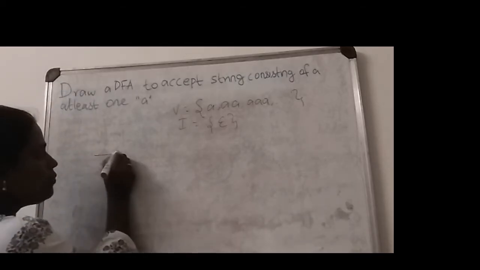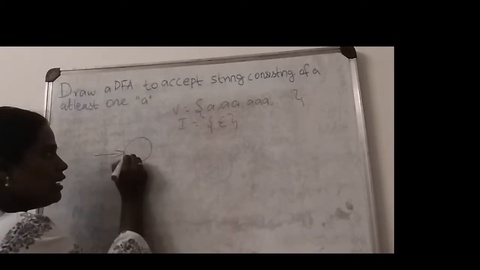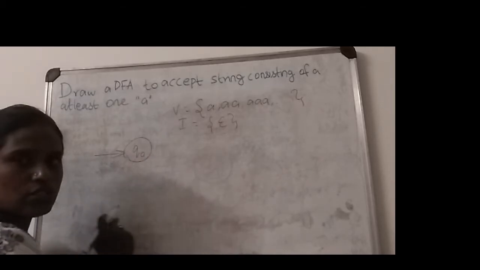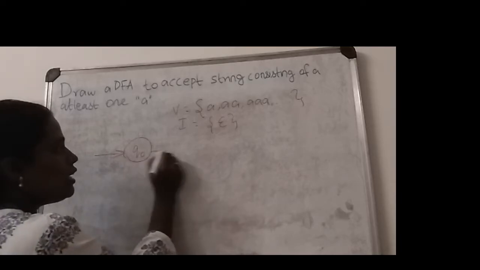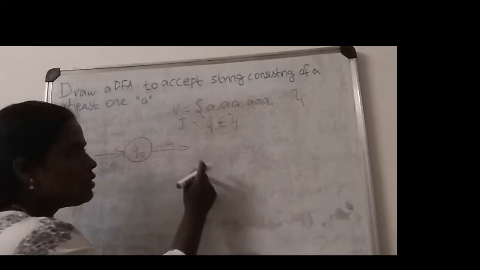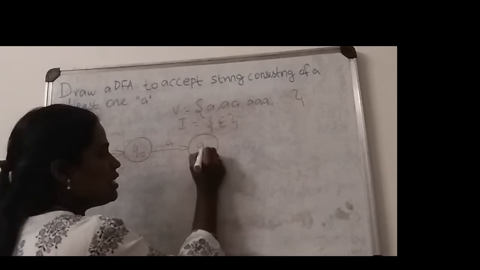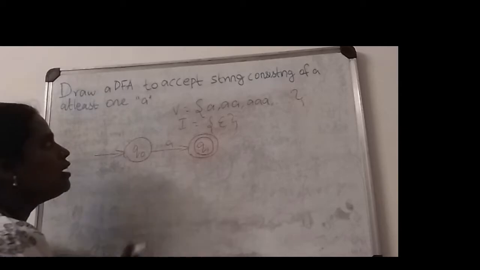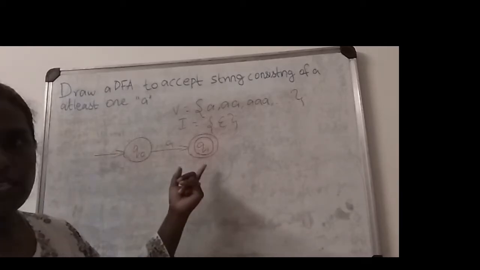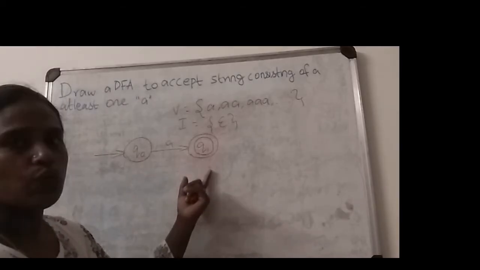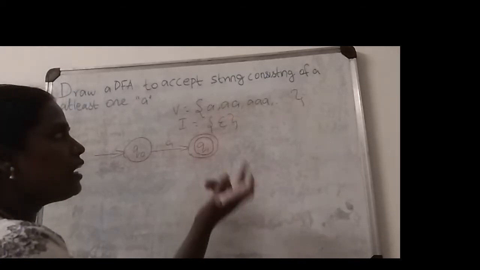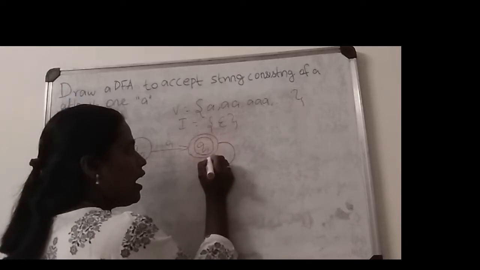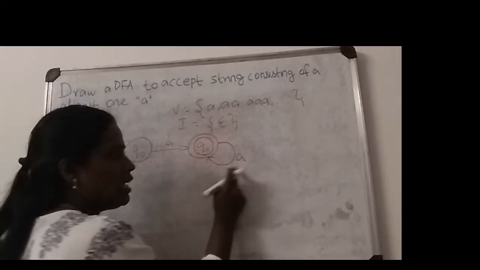In the transition diagram, an arrow pointing to a circle indicates the start of the string. I am naming the state Q0, and on accepting A it goes to another state, Q1. Q1 is the end of the string because the condition is at least one A. Once it reaches Q1 the condition is satisfied, and it may take any number of A's, so I mark Q1 with repeated A's.